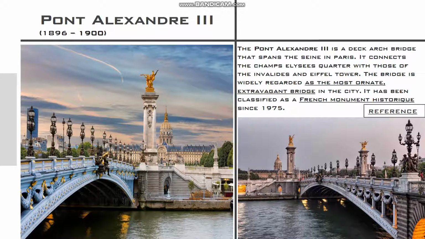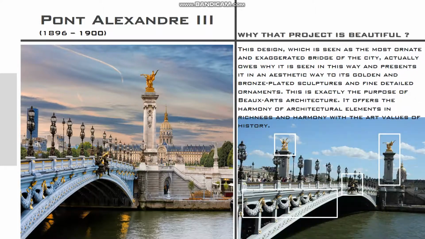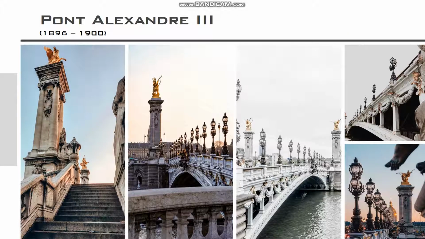Palais, Pont Alexandre. The bridge is widely regarded as the most ornate, extravagant bridge. So why is that project beautiful? This design, which is seen as the most ornate and exaggerated bridge of the city, actually owes its weight, as seen in its way, and presents it in an aesthetic way with its golden and bronze-plated sculptures and fine detailed ornaments. This is exactly the purpose of Beaux Arts architecture. It offers the harmony of architecture elements in richness and harmony with the art values of history.